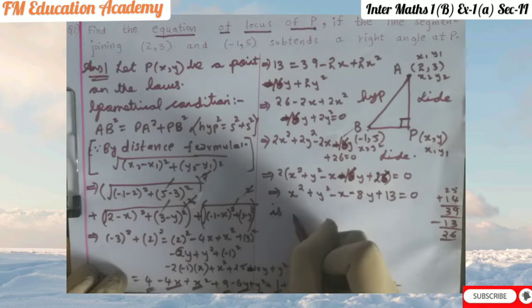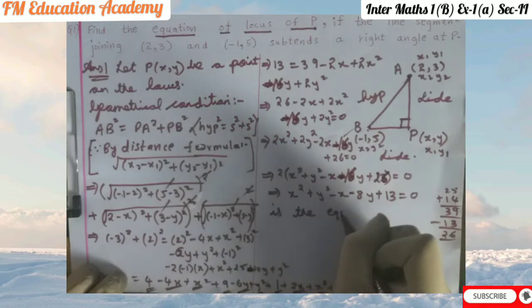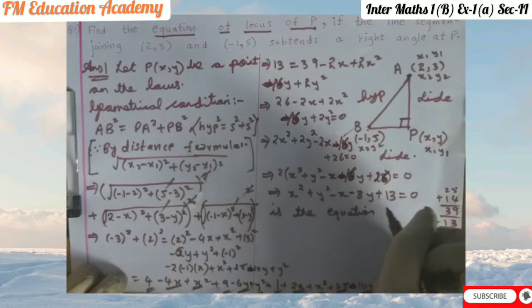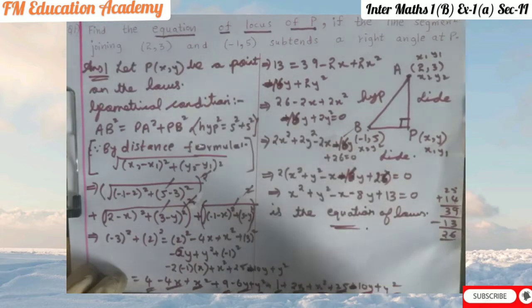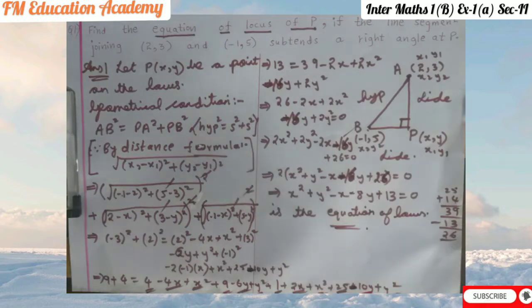So this is our equation of locus. Since this sum is very big and complicated, no need to do verification. In section 2 sums, we won't do verification. Okay. So this is our equation of locus.